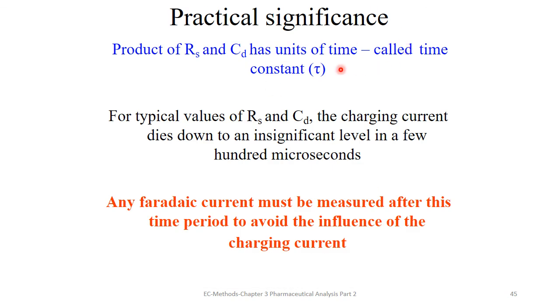The practical significance: the product of Rs and Cd has units of time and is called the time constant. For typical values of Rs and Cd, the charging current dies down to an insignificant level in a few hundred microseconds. Any Faradaic current must be measured after this time period to avoid the influence of the charging current.